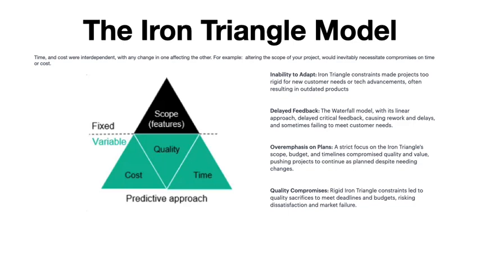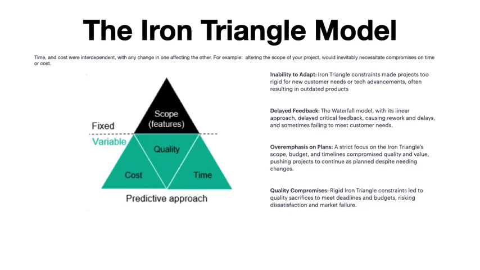The iron triangle's rigidity within the waterfall framework made it difficult for projects to incorporate new customer requirements or adapt to technological advancements. Consequently, products often became outdated even before reaching the market, underlining a critical flaw in the traditional approach. The sequential nature of the waterfall model means that feedback is typically gathered late in the development process.